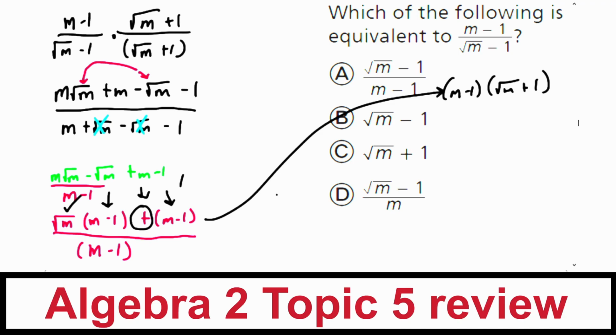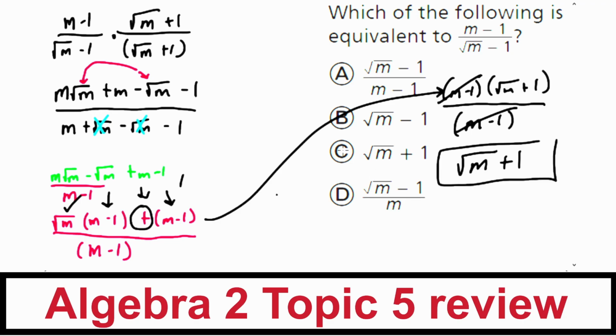And now if I think about that in reverse, if I distribute this in, I'm going to go back to the square root of m times m minus 1 plus m minus 1, which is exactly what I have. But what's nice here is I no longer have any operator here other than multiplication, and the opposite of multiplication is division. So these cancel, and I end up with the square root of m plus 1, and that is my answer choice C.